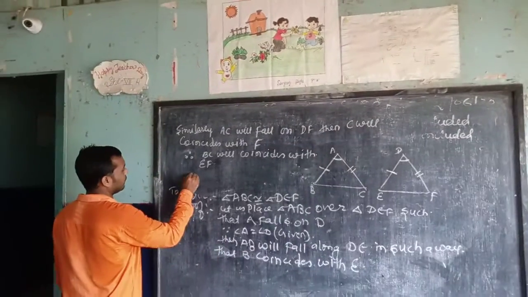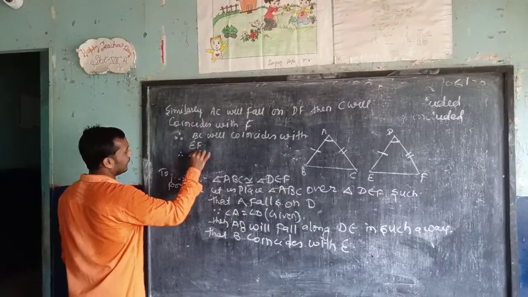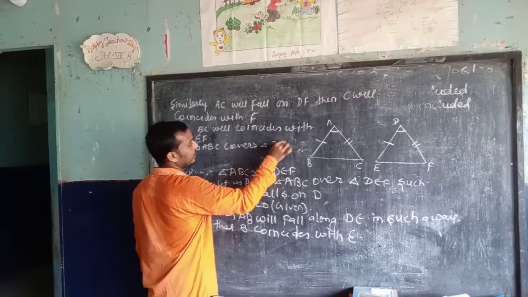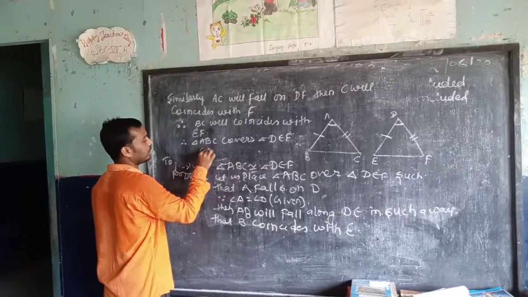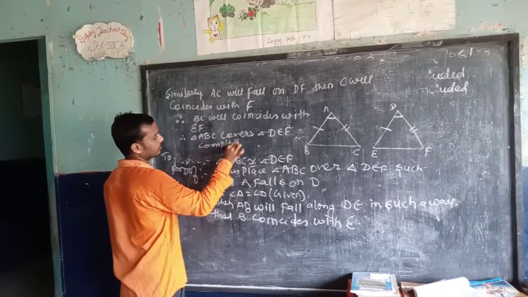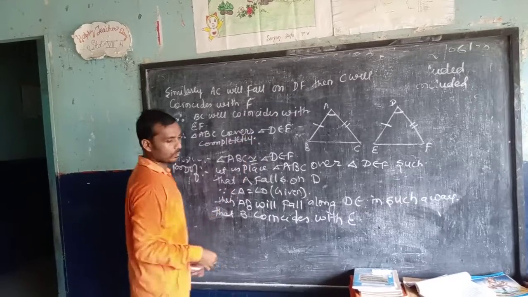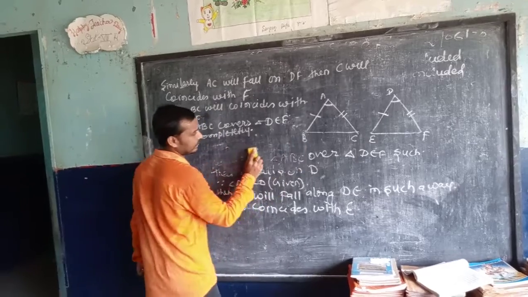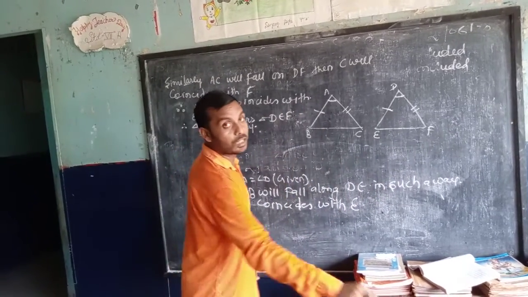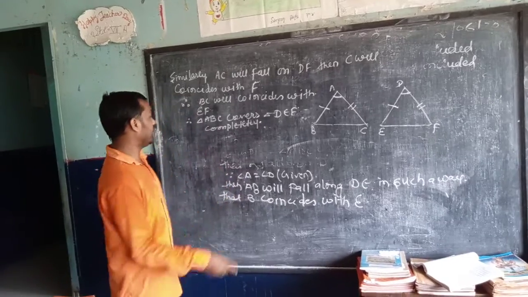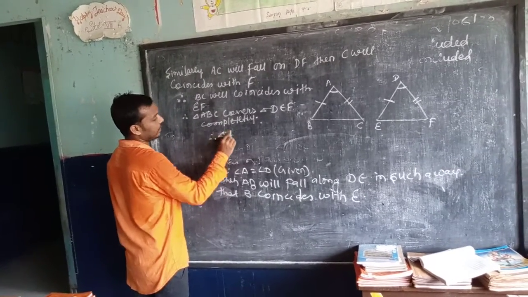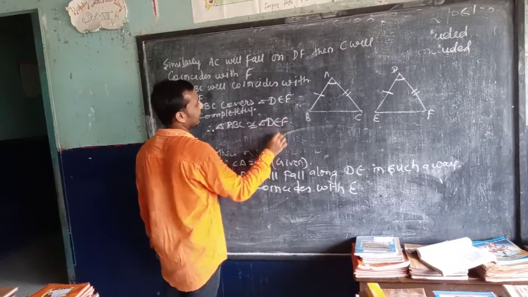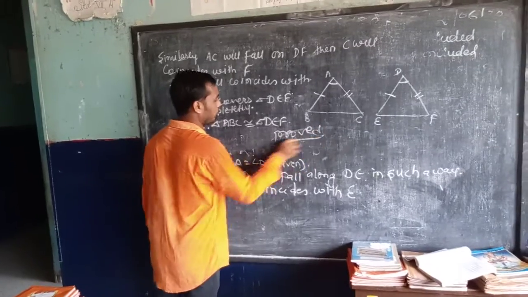We can write the same statement. Therefore, triangle ABC covers triangle DEF completely. Since the two figures coincide with each other, we can say that the figures are congruent, and therefore triangle ABC is congruent to triangle DEF. Here we can write proof.